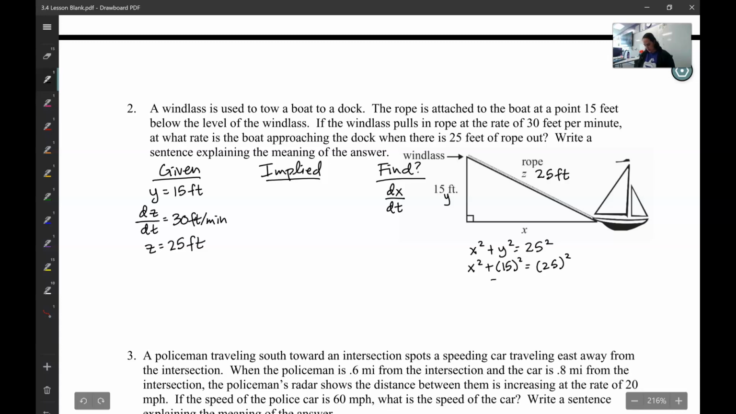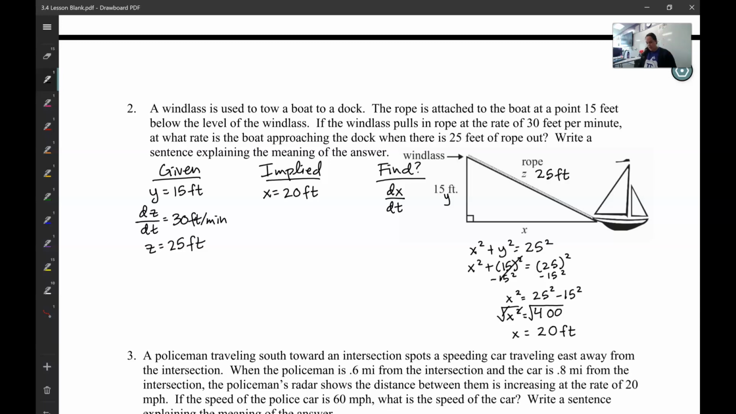So I can solve this. I get x squared equals 25 squared minus 15 squared, which is going to be 400. And then I take the square root. Technically, this is a plus or minus, but we're talking about a story problem, which means you probably aren't going to use the negative, especially because x is feet close to the dock. So I know x is 20 feet. So when there's 25 feet of rope, the boat is 20 feet from the dock.